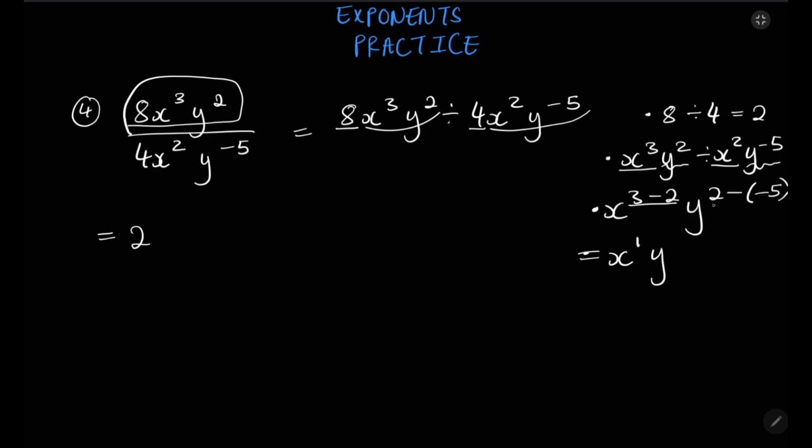Let's move to y. 2 minus negative 5 is 7. Please make sure that you use a calculator to ensure accurate calculations. So our answer is therefore 2x to the power 1. We don't have to write down that 1, it's okay. y to the power 7.